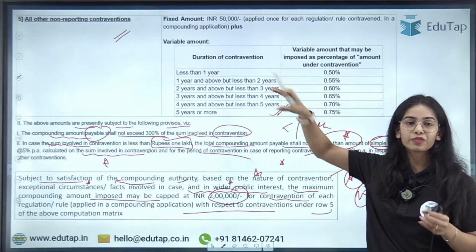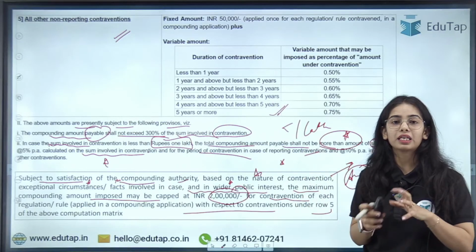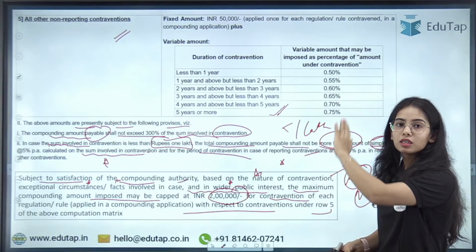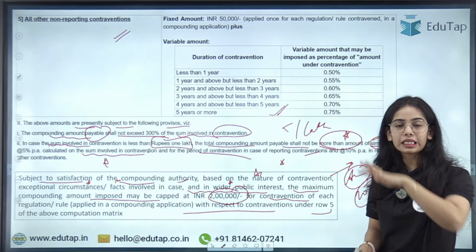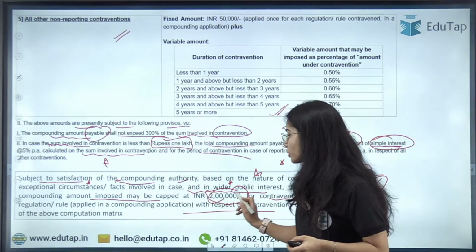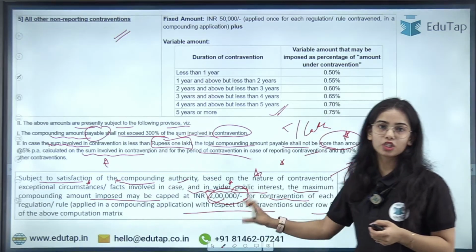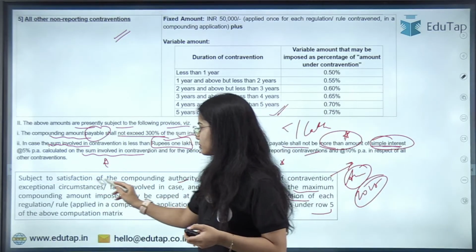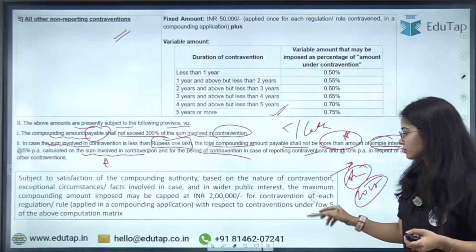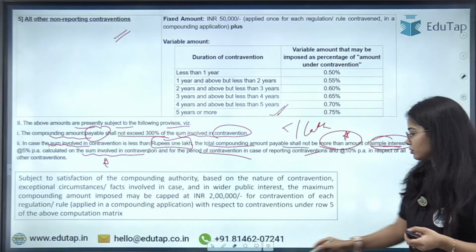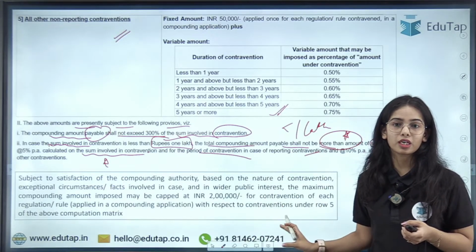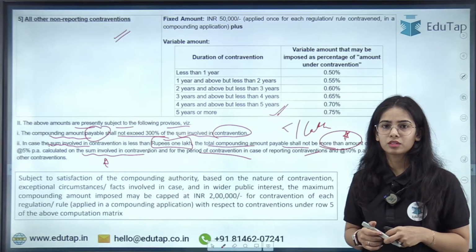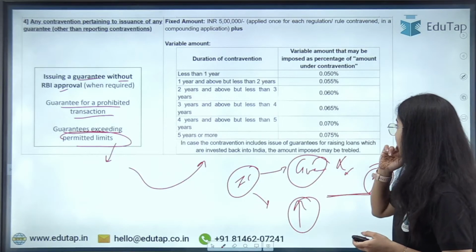So in row 5, if any breach has happened, if any rule and regulation has been breached, in this case the ceiling of the compounding amount is capped at 2 lakh rupees. Okay, so this is the basic idea. Any confusion till now, anyone? Any confusion till now? Okay.